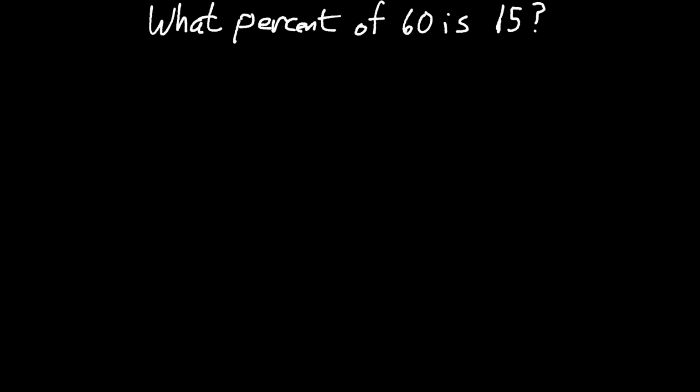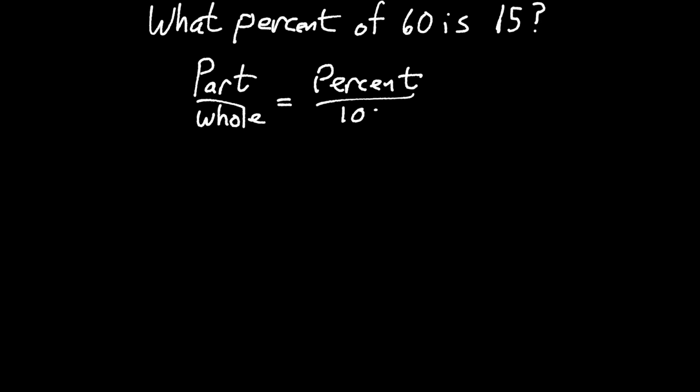For our second example, we are being asked a little bit different of a question. We're being asked what percent of 60 is 15? Well, remember our setup from last time. We have part over whole equals percent over 100. And based on our question, what percent of 60 is 15, well, hopefully we realize we don't know the percentage this time. We have 60 and we have 15, but we don't know a percent. There's nothing that has our percent sign next to it.